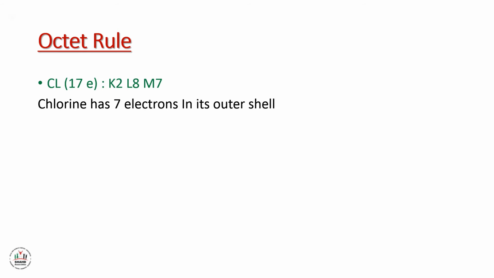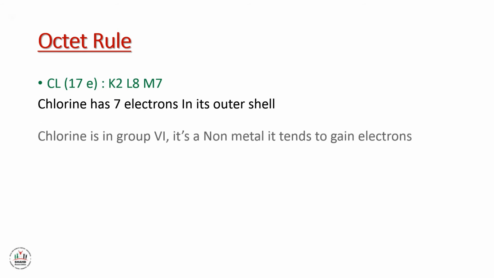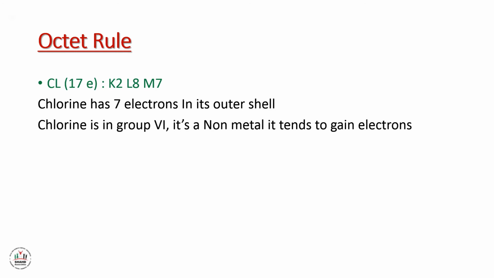Let's do another example in the Octet Rule. Chlorine has 17 electrons. It has the electron configuration K2, L8, and 7. Chlorine has 7 electrons in its outer shell, so it's in group 7. It is a non-metal, so it tends to gain electrons.